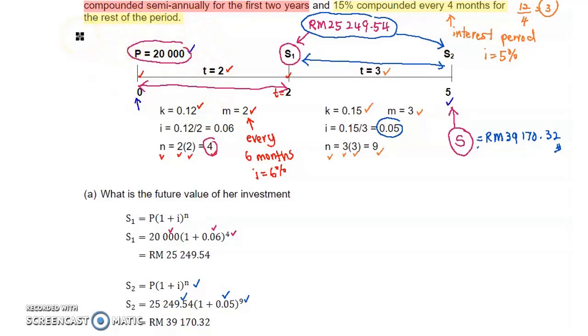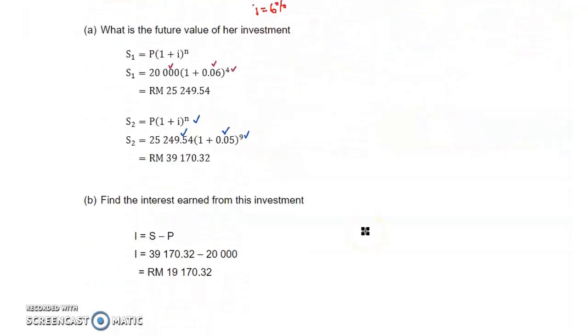After this, we will look at different example. For example, if we have two principles, one rate, or two principles, two rates. Okay, question B, find the interest earned from this investment. So interest is equal to S minus P. So S referring to value at the end of 5 years just now, 39,170.32. So principal, we only have one principal, so minus 20,000. So interest will be 19,170 ringgit, 32 cents.